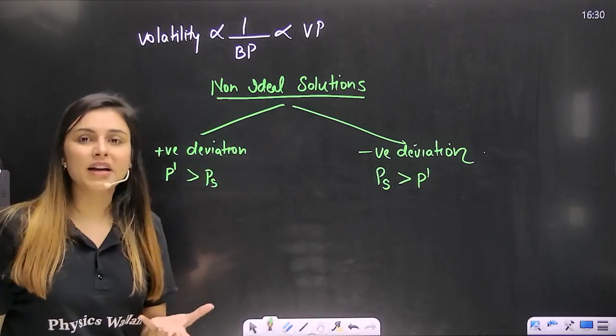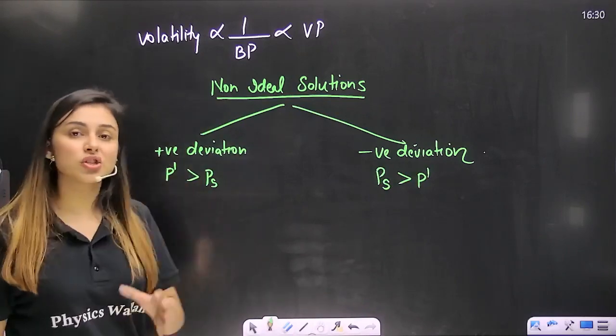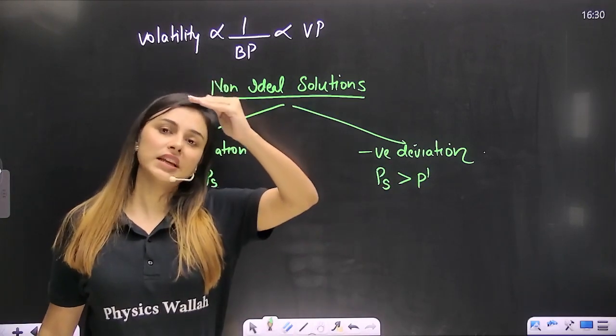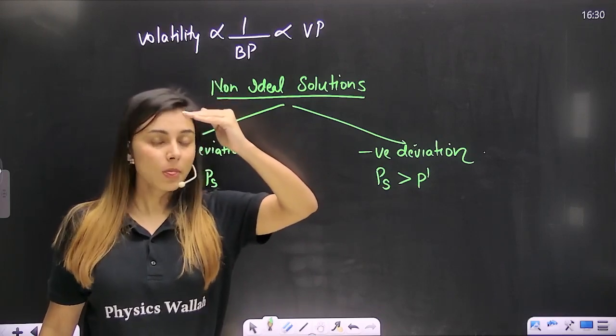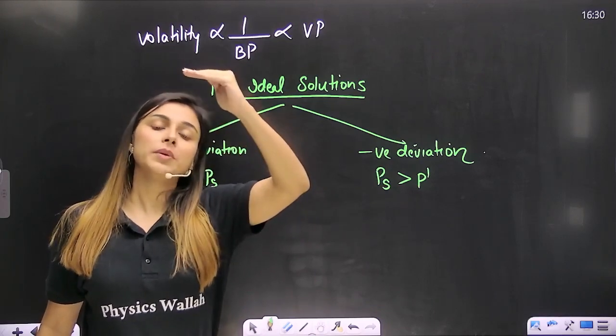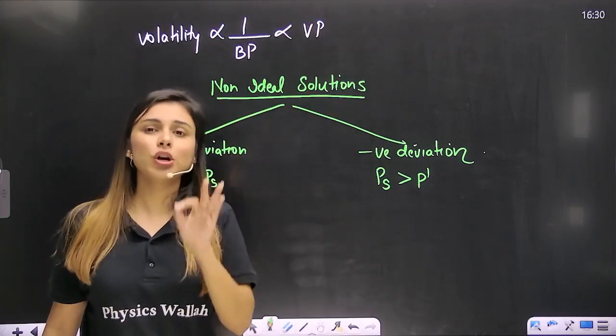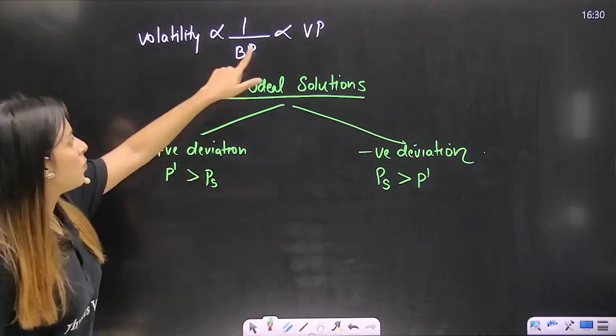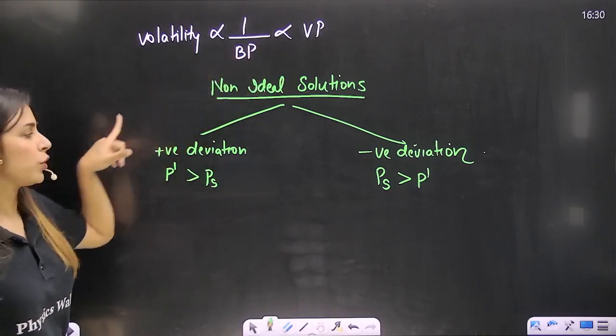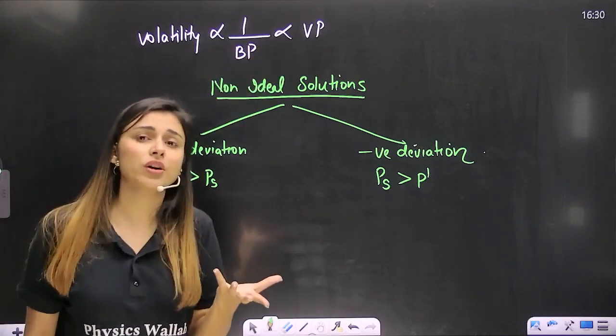So now imagine, my dear students, in positive deviation, since the vapor pressure is more than expected, what will happen? Ma'am, the pressure will become equal to the atmospheric pressure more easily, meaning the boiling point will be reached faster. The more the vapor pressure, the lesser the boiling point.